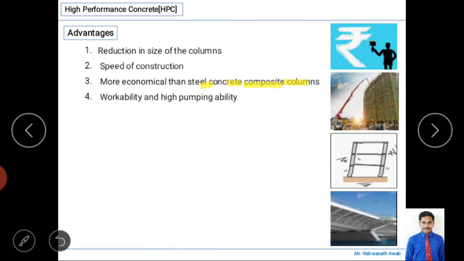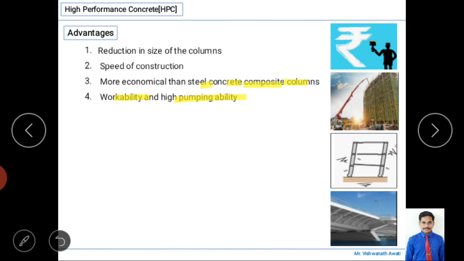Next, workability and high pumping ability. We know what workability of fresh concrete means, right? It should have good flow, and good filling ability is also required. It should flow without segregation, and then you can call it good workable concrete with the required slump values, right? Comparatively, high performance concrete has good workability as well as high pumping ability.